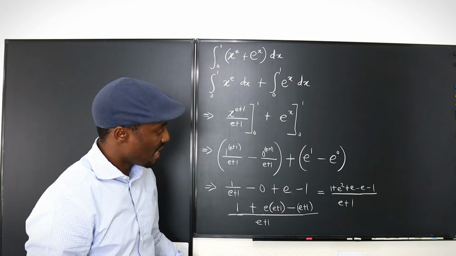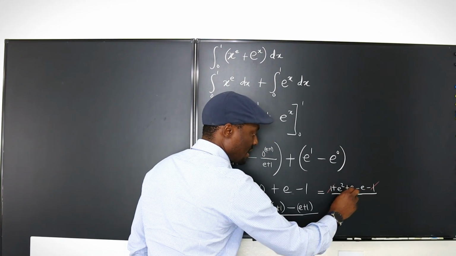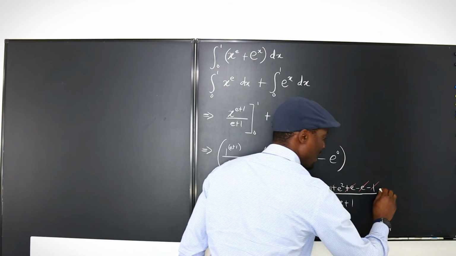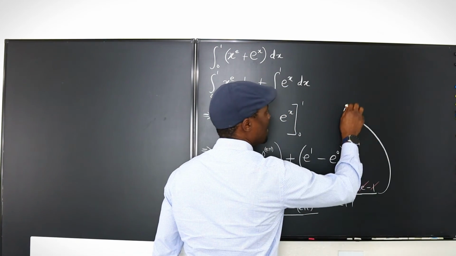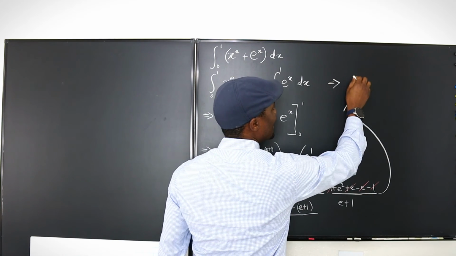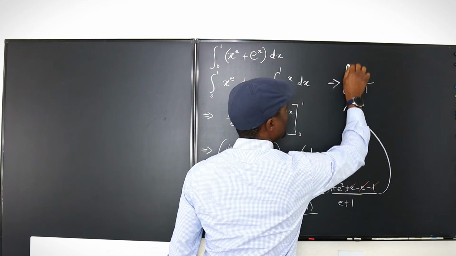Okay, what does that mean? It means that this 1 will take out this 1, this e will take out this e, and I'm left with e squared over e plus 1. So my final answer, I'm going to put it here, right in the center, is going to be e squared over e plus 1.